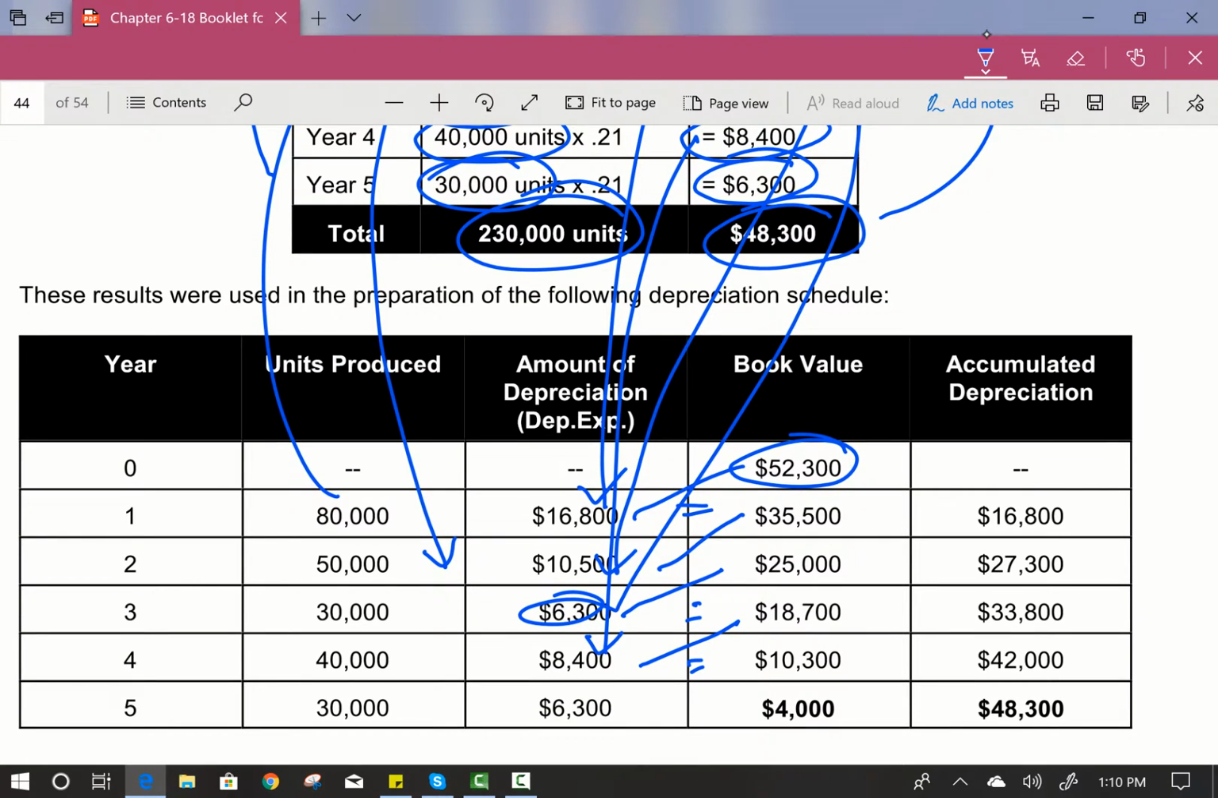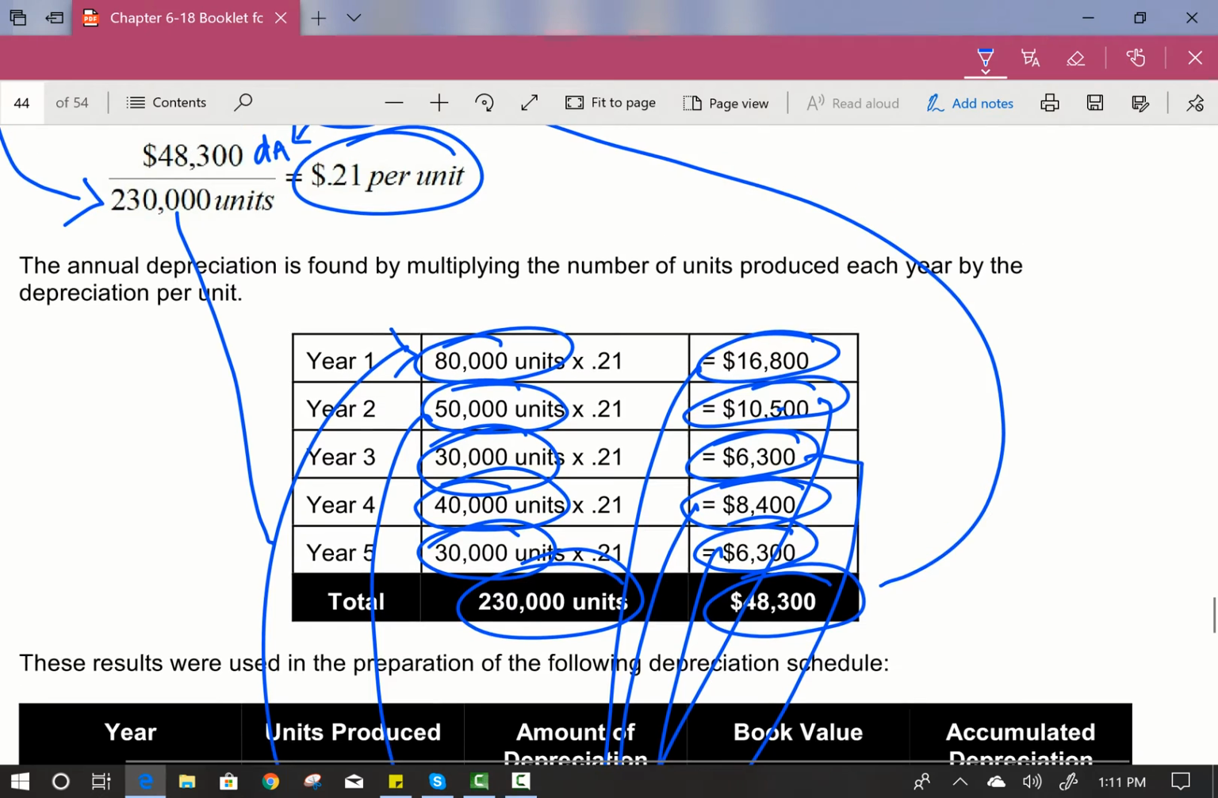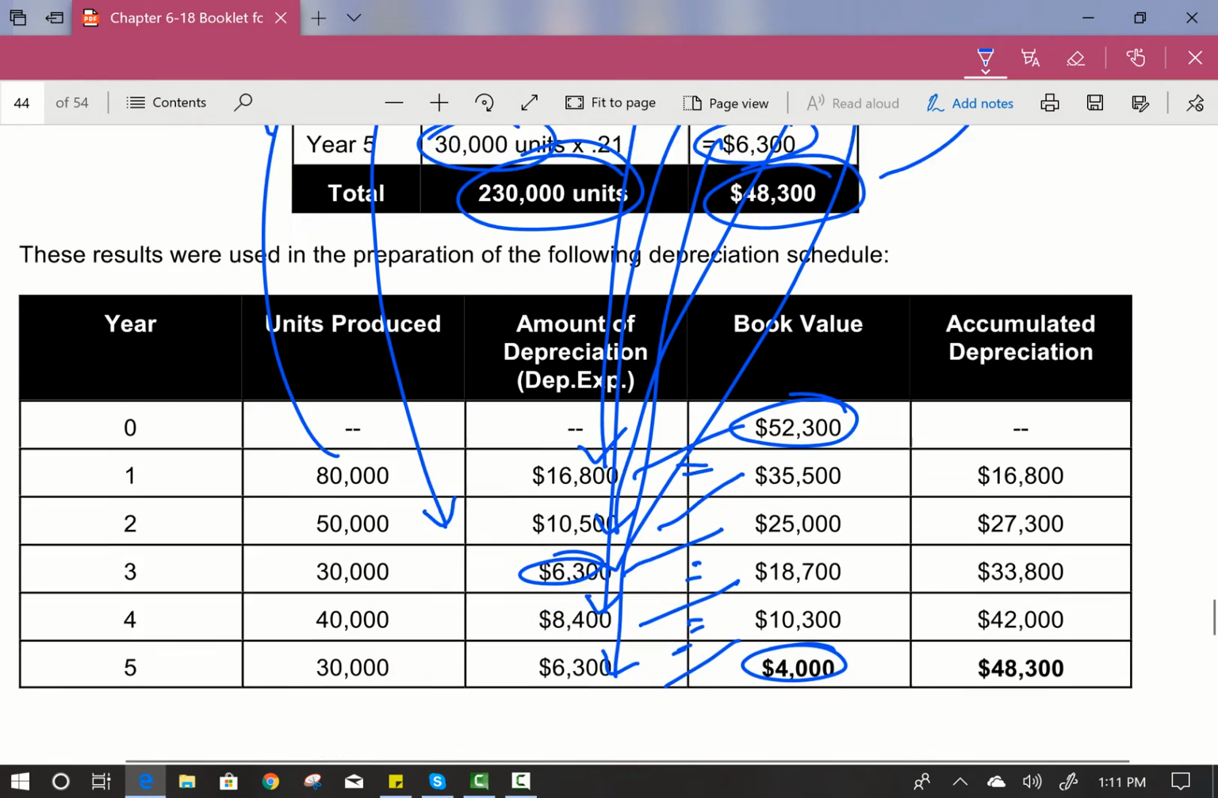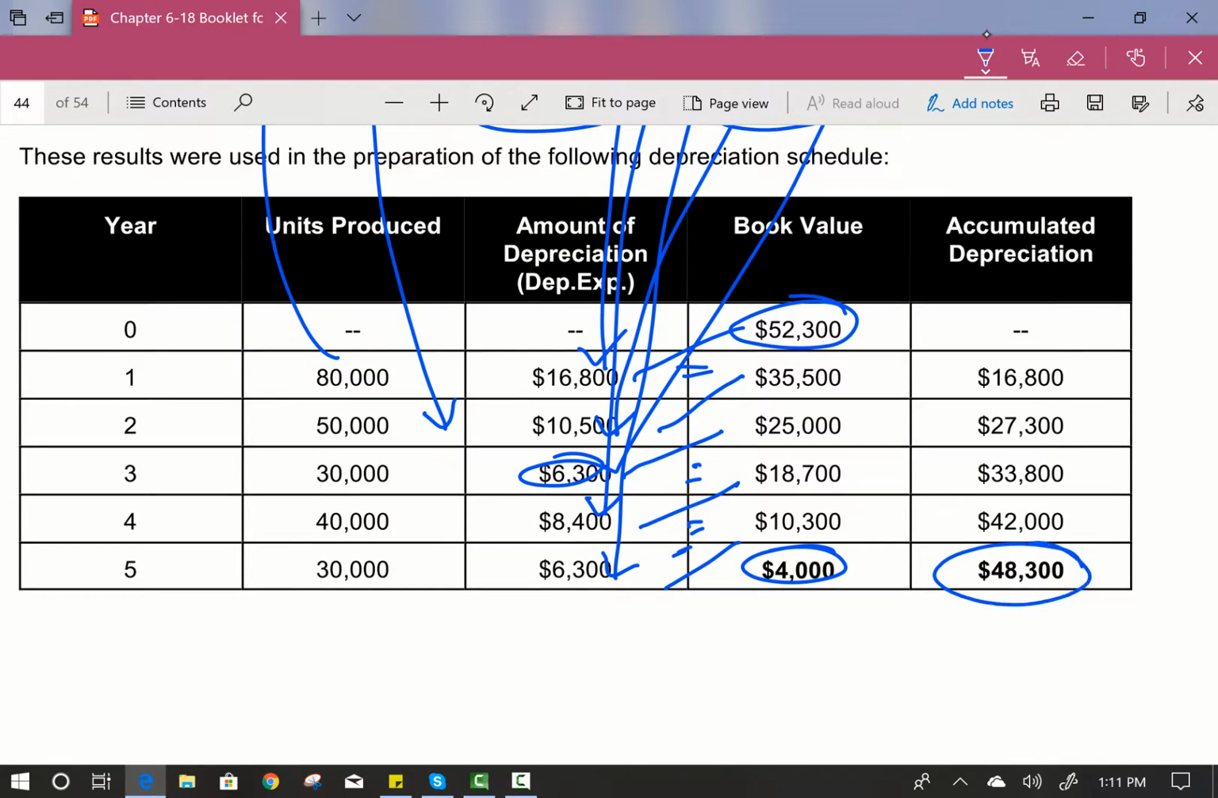And then the fifth year I produced 30,000 units, which is $6,300 per year. Subtract that from $10,300 to give me the book value that will not go less than the residual. The residual is $4,000. And the accumulated depreciation will not go greater than the cost less the salvage value of $4,000 to give me $48,300. Okay, so those, with the exception of the sum of the year's digits method, are the most commonly used types of depreciation.